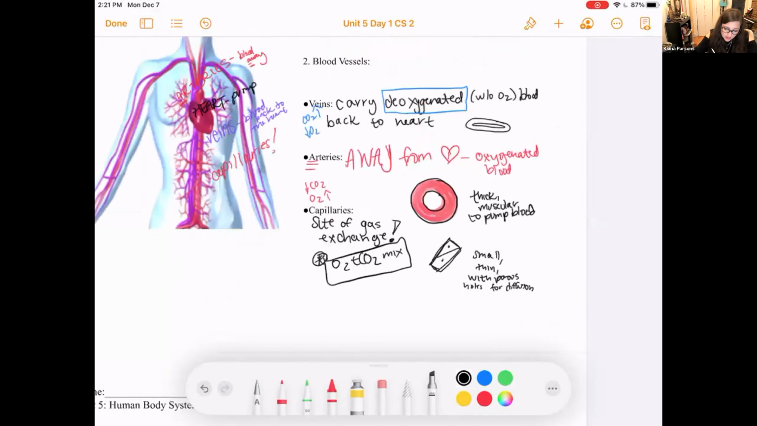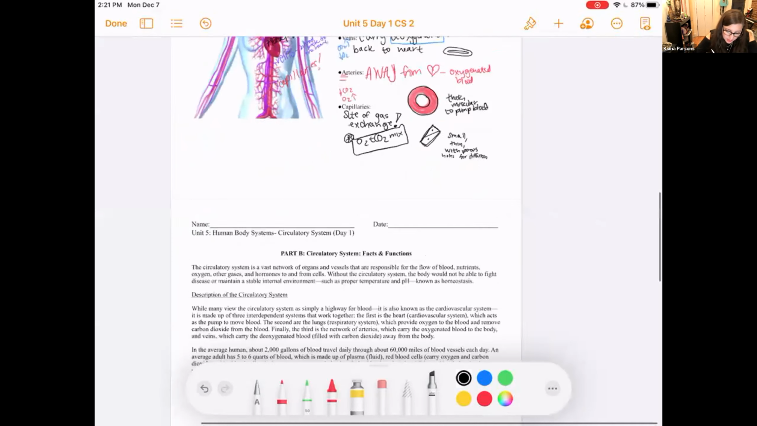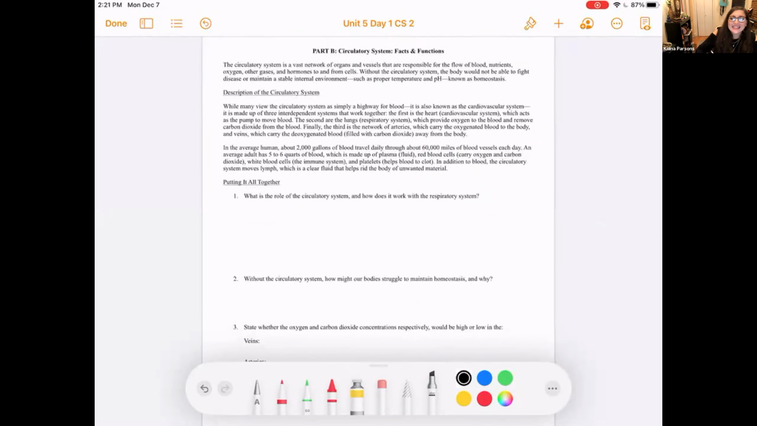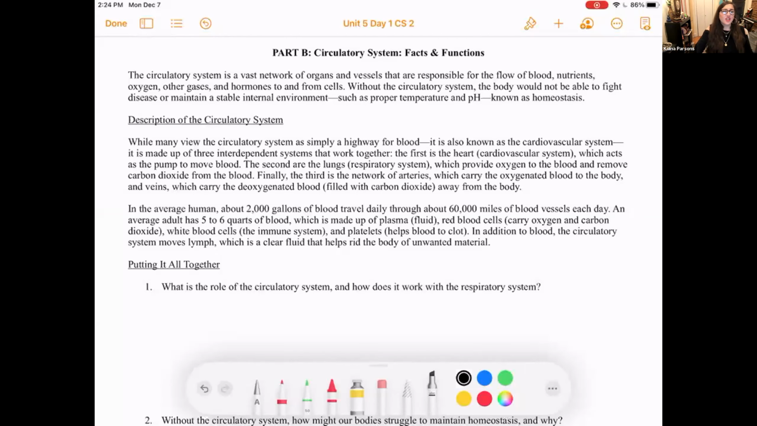All right, so let's go on to part B, circulatory system, facts and functions. The circulatory system is a vast network of organs and vessels that are responsible for the flow of blood, nutrients, oxygen, other gases, and hormones to and from cells. Without the circulatory system, the body would not be able to fight disease or maintain a stable internal environment, such as proper temperature and pH, known as homeostasis.